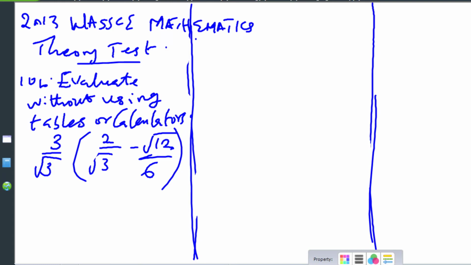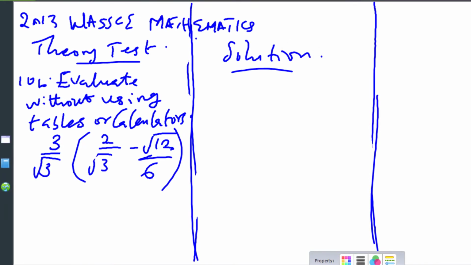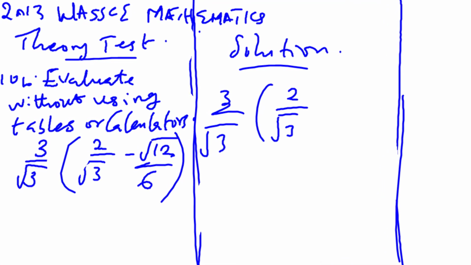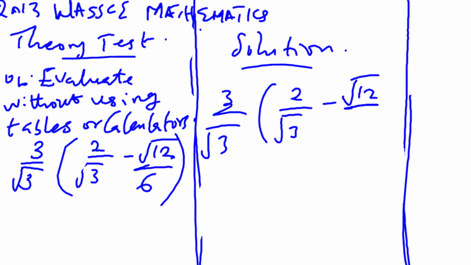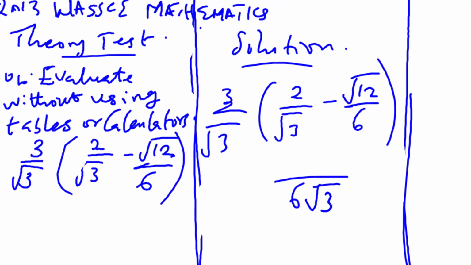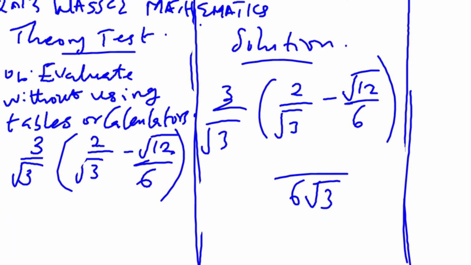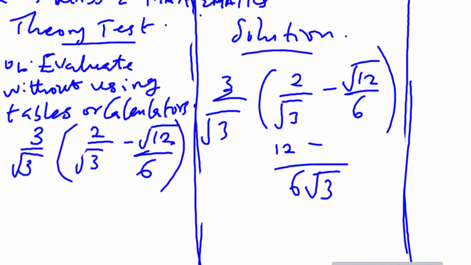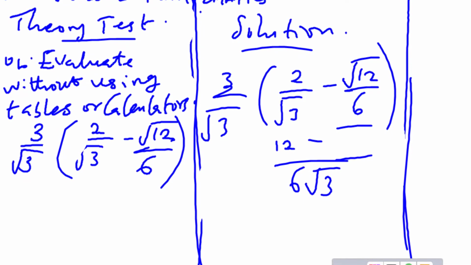In solving this, we have 3 over root 3 in bracket 2 over root 3 minus root 12 over 6. Let's simplify the bracket. The LCM is going to be 6 times root 3, which is 6 root 3. Root 3 in 6 root 3 is 6. Then 6 times 2, we have 12, minus. Then 6 in 6 root 3 is root 3. Then root 3 times root 12, we have root 36.